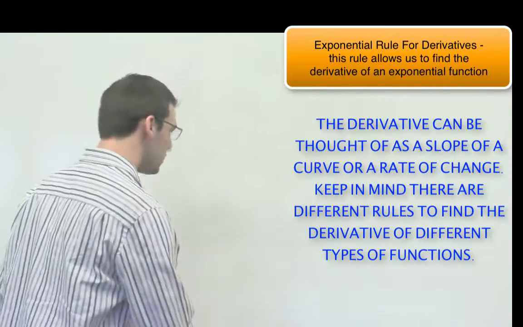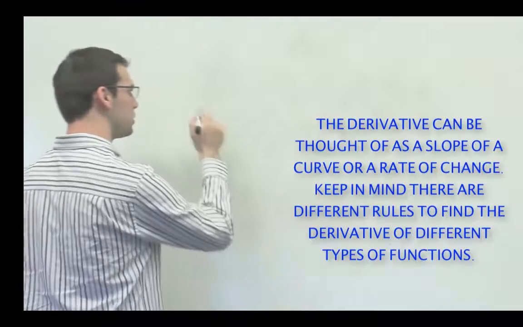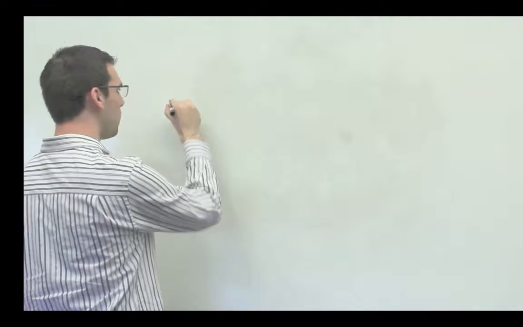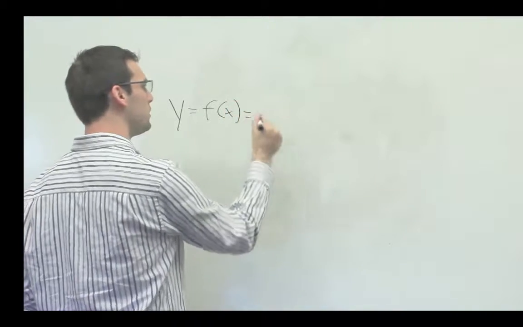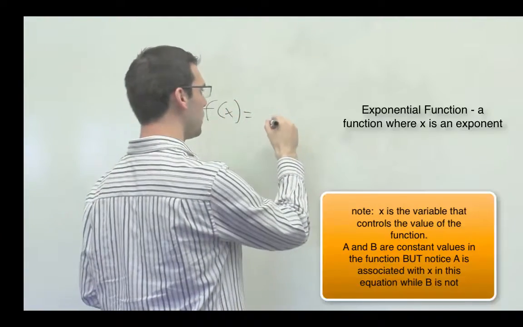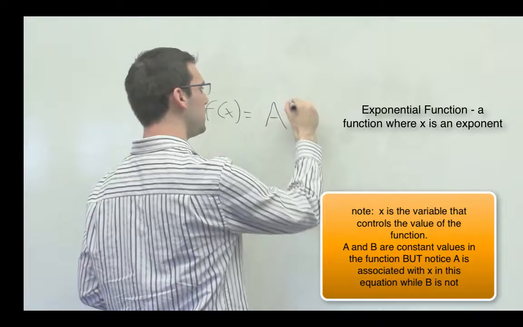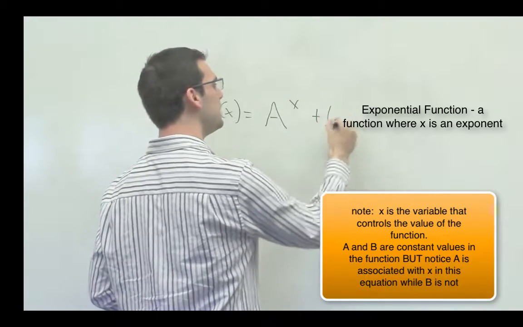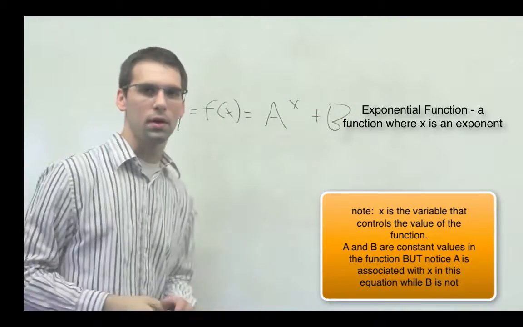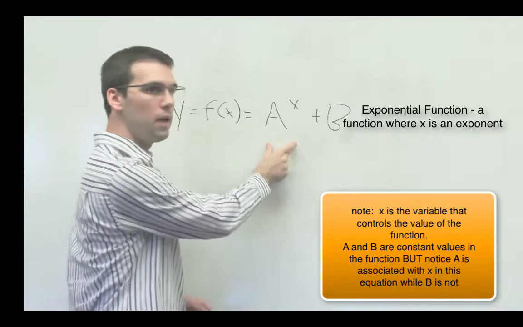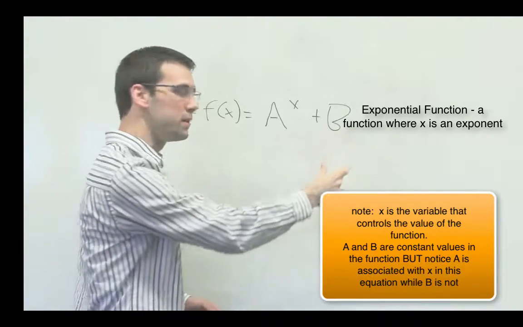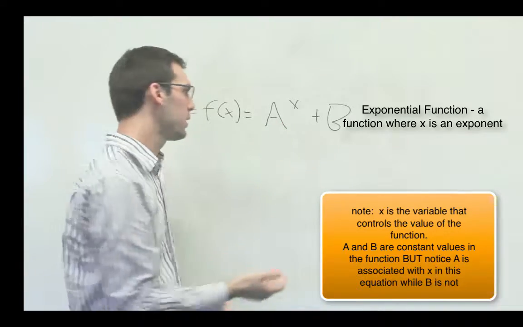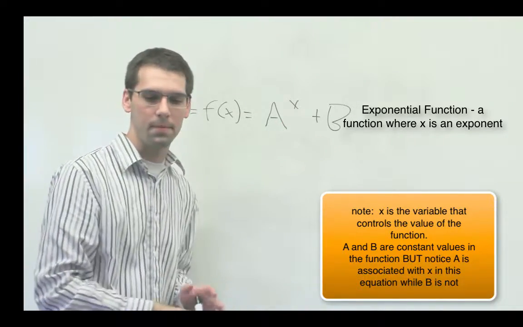So an exponential function may look something like y equals f of x equals a to the x plus b. Okay? And so then a would be a constant, b would be another constant, and x is the variable that controls the value of this function.